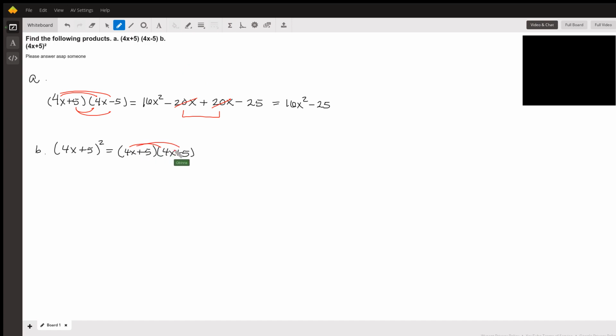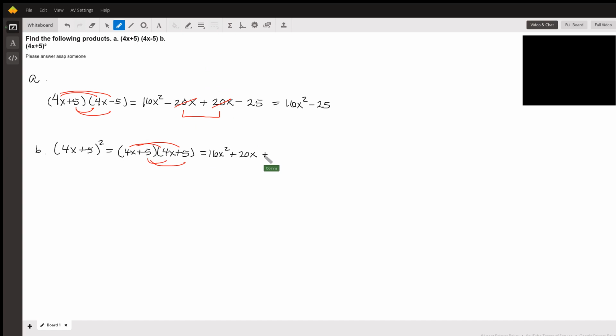4x times 4x, 4x times 5, 5 times 4x, 5 times 5. All right, and then as we do it, we're going to collect all our information. So we get a 16x squared plus 20x, and then we're done with that 4x. Now we move on to the 5 and distribute it times the 4x and times the 5.